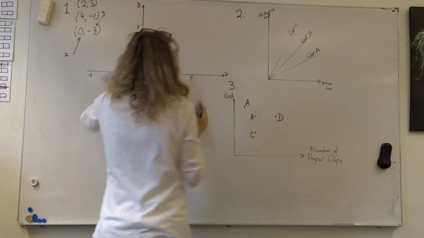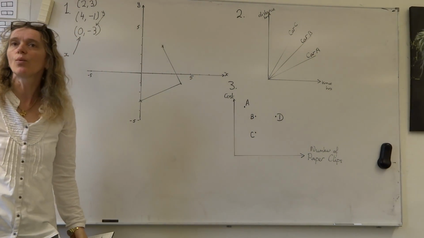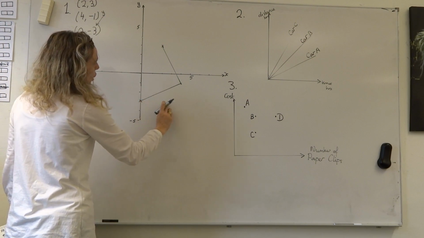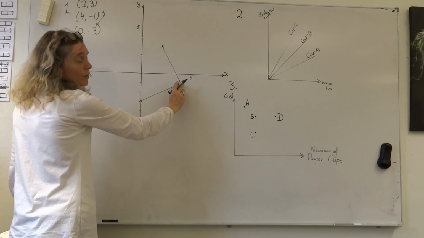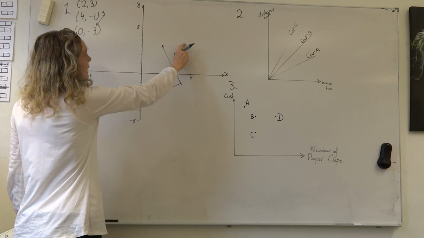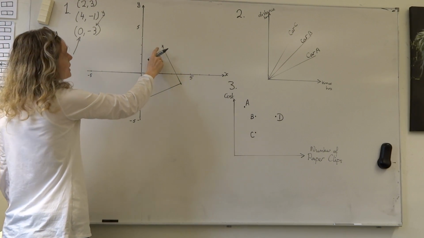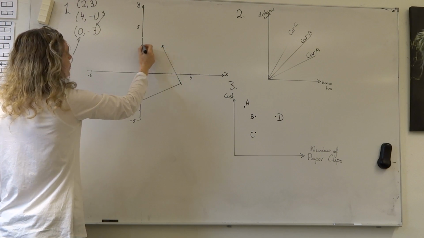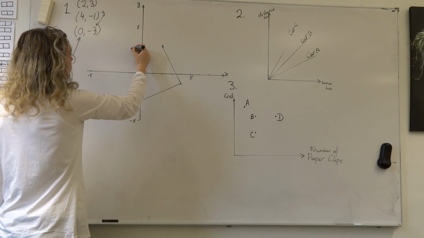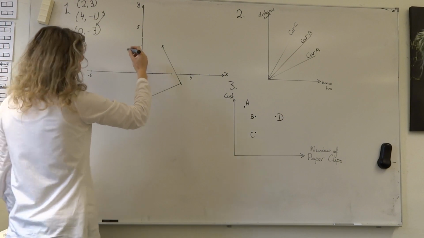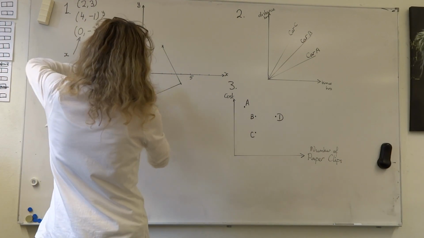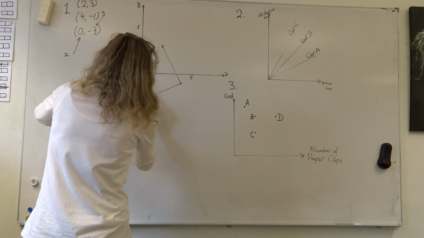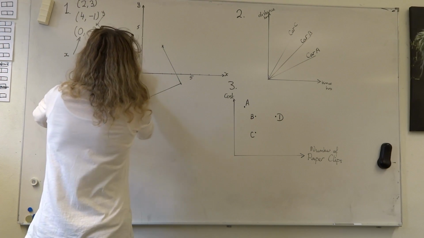So how do I determine the last one? Well, I need to think, what am I doing from each point? Here I'm going along 3 and up 2. And here I'm going up 3 and along 2. So that's what I need to do here. I need to go along 3, 1, 2, 3, and down 2, 1, 2. And then when you do exactly the same there, you'll get your coordinate.